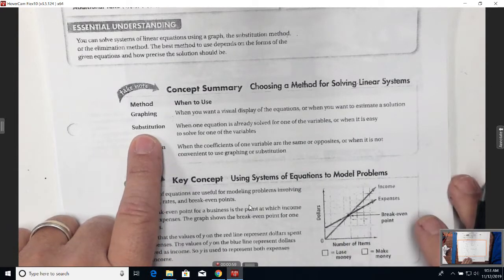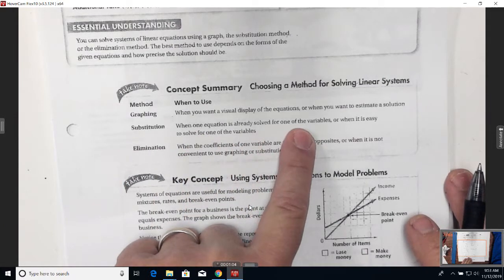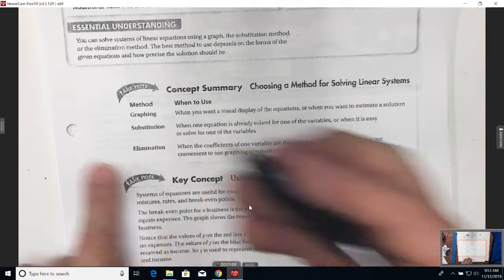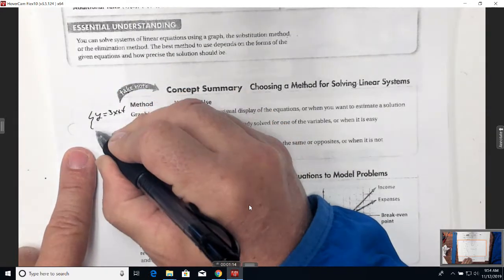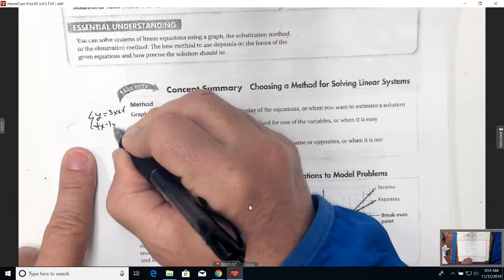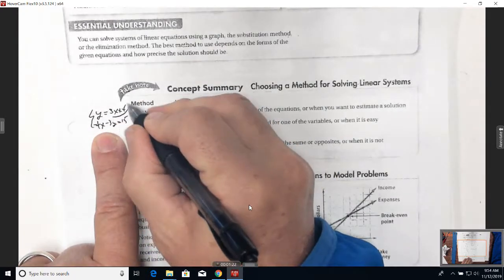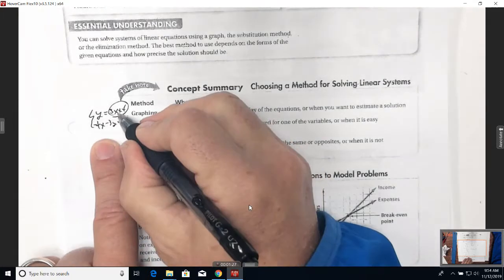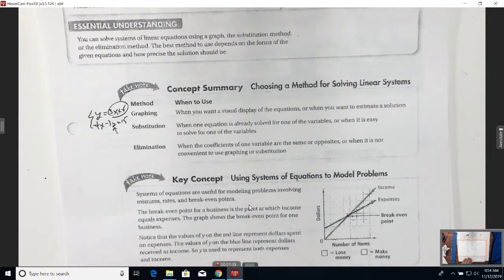Now, when do I use substitution to solve problems? Okay? When one equation is already solved for one of the variables, or when it's easy to solve an equation for one of the variables, like this. If I had this system of equations, y is equal to 3x plus 4, and 4x minus 3y is equal to 15. That's easy to solve by substitution because y is equal to 3x plus 4. It's already solved for y. I just plug that value in for y into the other equation. Then it's easy to solve because it's in terms of one variable.